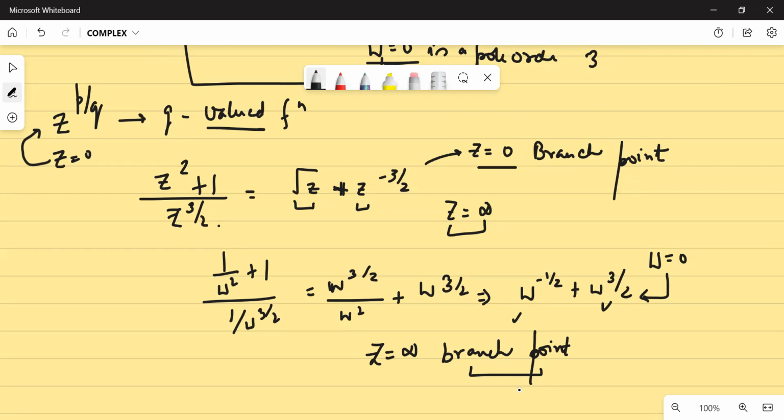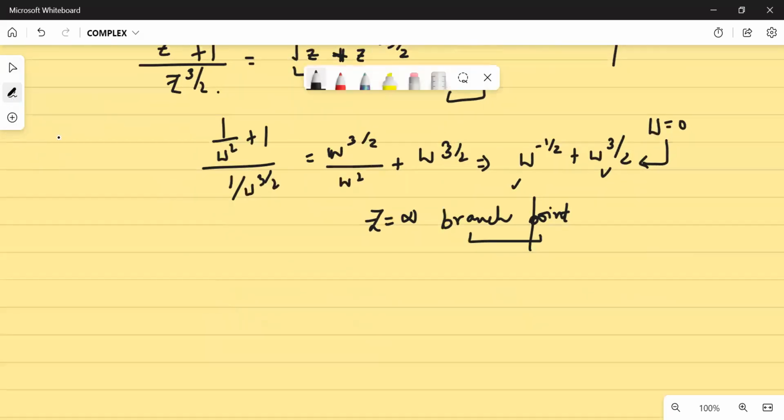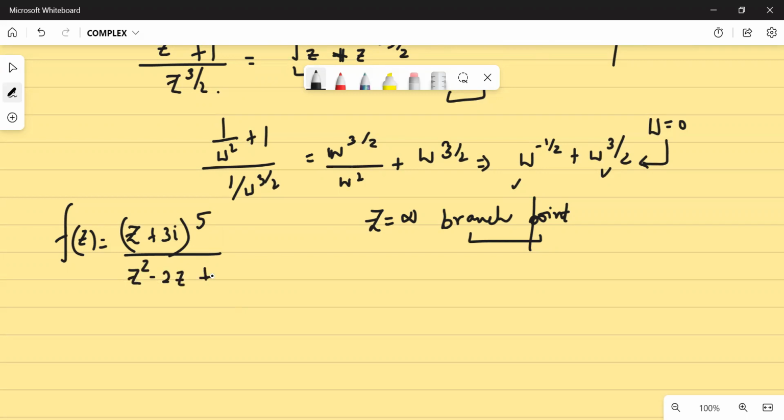Yes, sir. Okay. So just do one question and we'll move ahead with a different topic. Try to do this question. Tell me what sort of singularities are there on the extended complex plane for the function (z plus 3 iota) raised to power 5 divided by (z square minus 2z plus 5) raised to power 2. So what sort of singularities are here in this particular case?